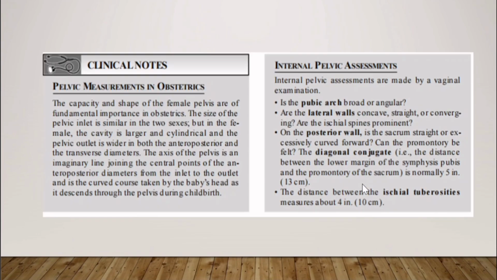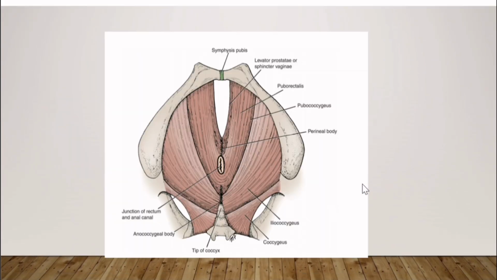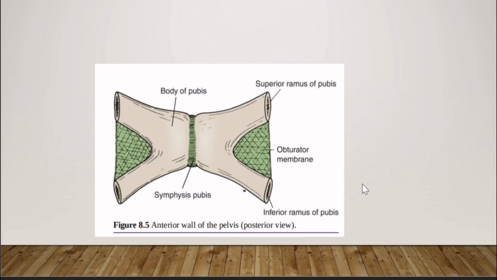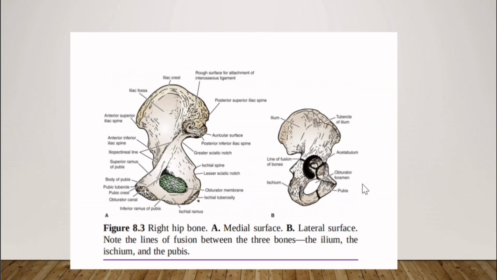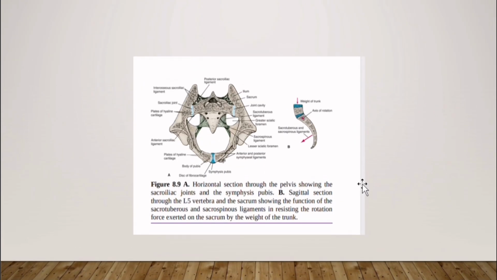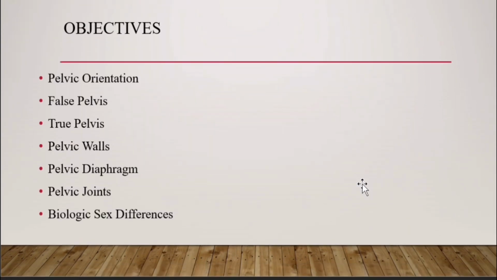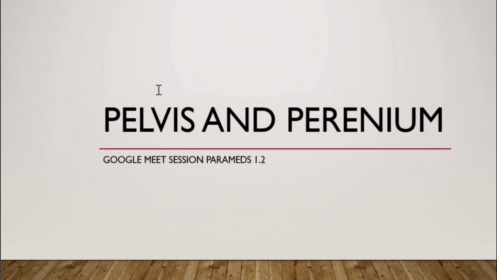So yeah, I think that's the introduction. That's the simplest introduction which we can have. Okay, so yeah, that's it for now. We talked about the pelvic orientation, the false pelvis, true pelvis, the pelvic wall, pelvic diaphragm, pelvic joints, and biological sex differences. So yeah, that was it for today.